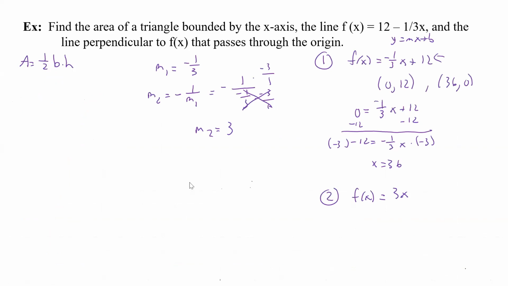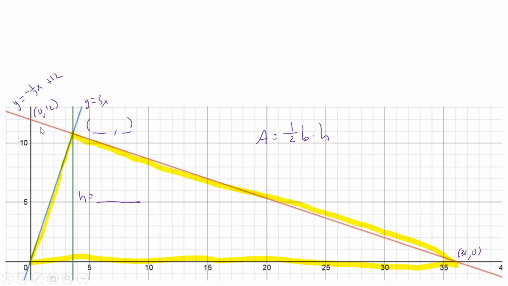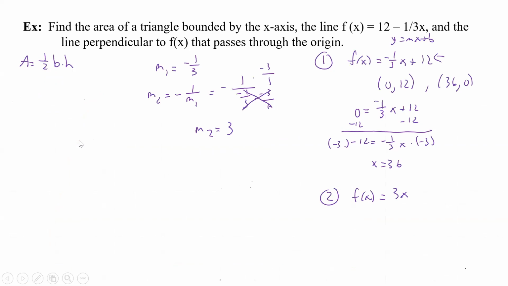Okay, if we think about it, when that line intersects that line, if we set those two equal, that should give us that point there. So if we set those two lines equal, 1 and 2, we have negative 1/3 x plus 12, and we set that equal to the second one, which is just 3x, we can solve for x, and from that, then we can solve for y.